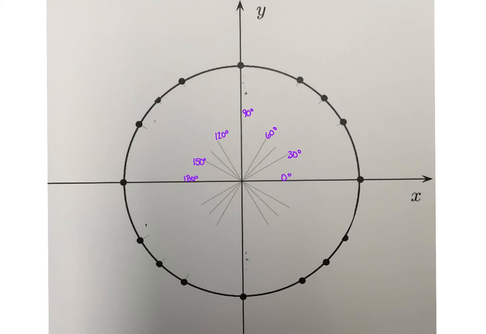Another 30, and we're at 210. Another 30. We're at 240. Straight down is my 270. And then in my fourth quadrant, I go to 300. 330. And then when I make my complete circle, that line also represents 360.